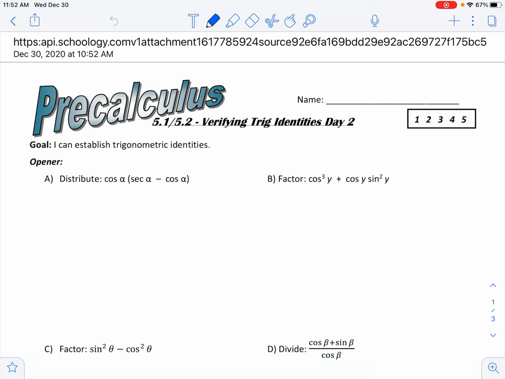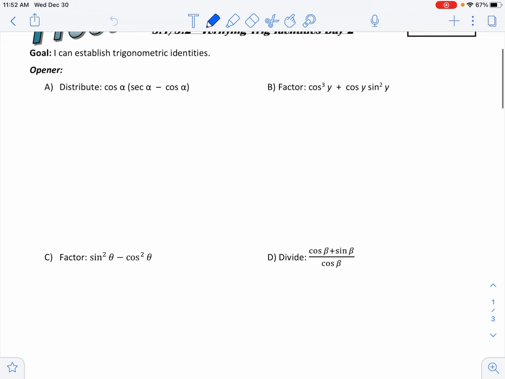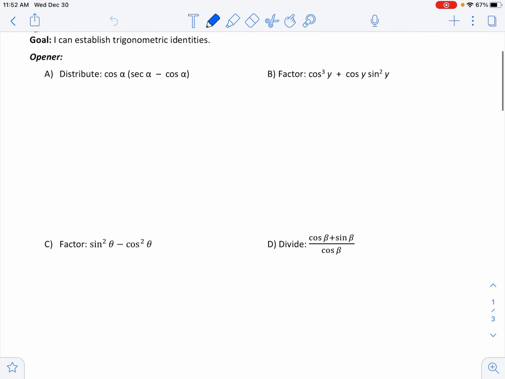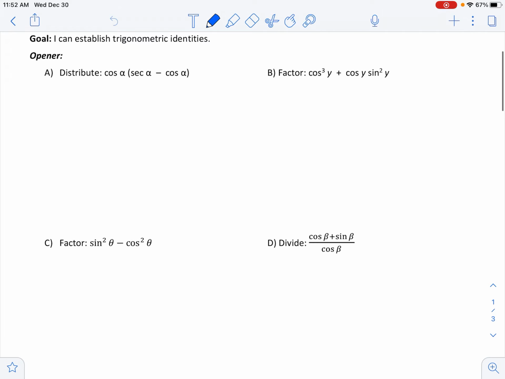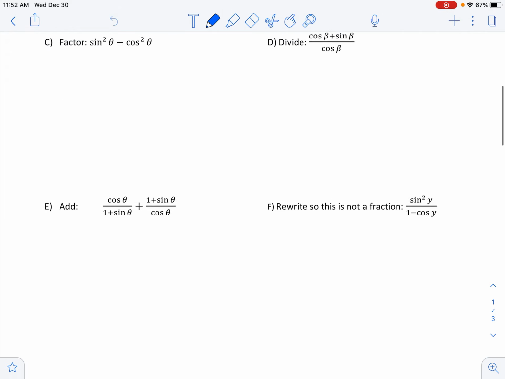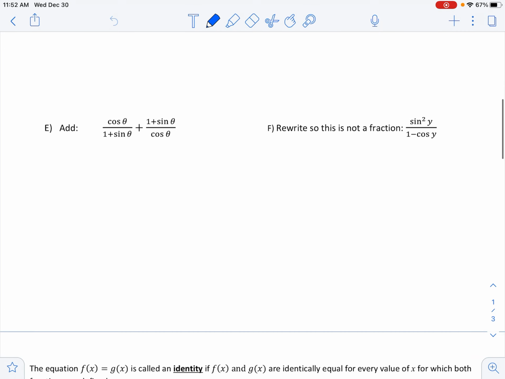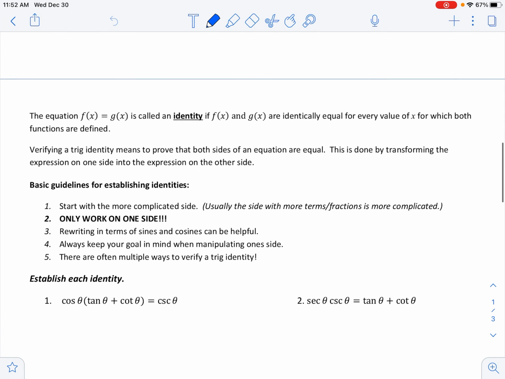Okay, we're on day 2 of verifying trig identities. Our goal for today is I can establish trigonometric identities. What you can see here is the beginning of today's notes, which are basically just, hey, if you see this, try this. That's what they are, okay? And it's all a warm up of things that we worked with yesterday.